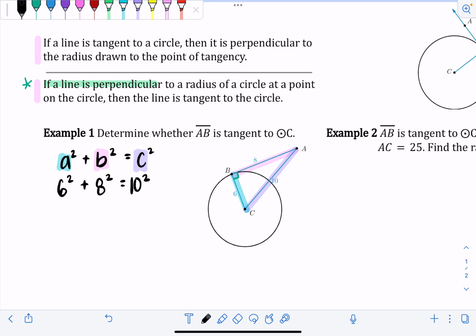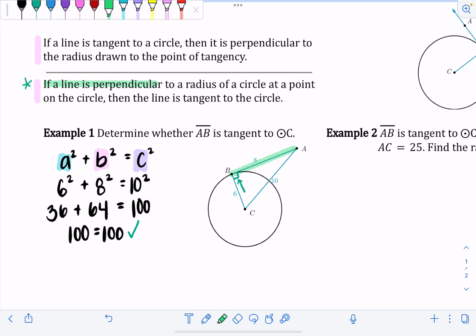And now we need to square everything. We can't really add anything together until we square it. So 6 squared is 36. 8 squared is 64. 10 squared is 100. And now if we add 36 plus 64, that's 100. So we have 100 equals 100, which is a true statement. So we put the numbers in the Pythagorean theorem and they worked. That confirms that this is a right triangle, and that means that angle in there is a right angle.